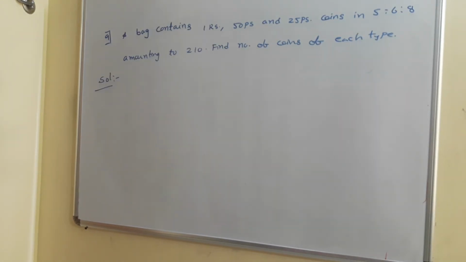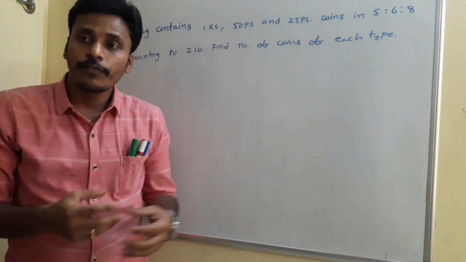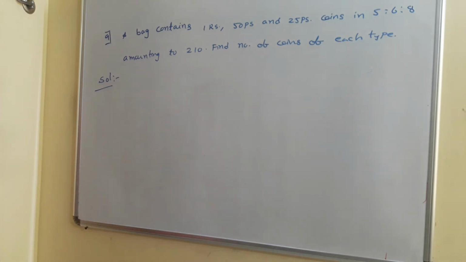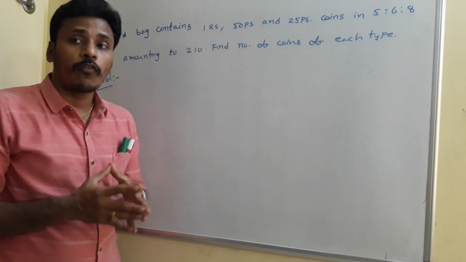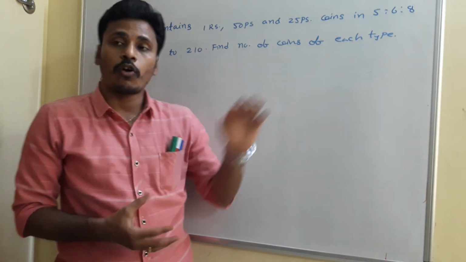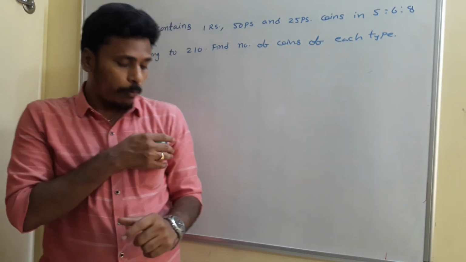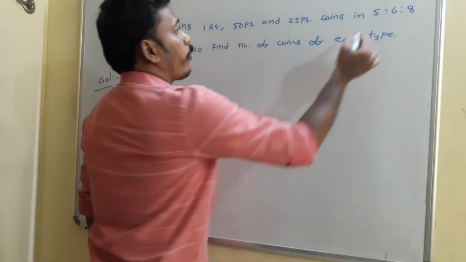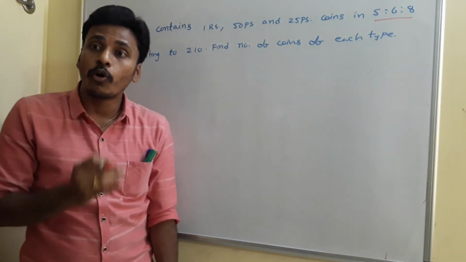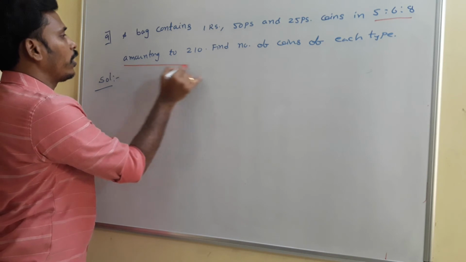So there is a bag and in this bag some coins are there. Okay. See, if you observe those coins, the coins may be 1 rupee coins or maybe 50 paisa coins or maybe 25 paisa coins. And if you count the number of coins, the number of coins I don't know, we need to find the number of coins, but as per the problem, the number of coins are in the ratio 5 is to 6 is to 8, but the total amount is 210 rupees, amounting to 210 rupees.